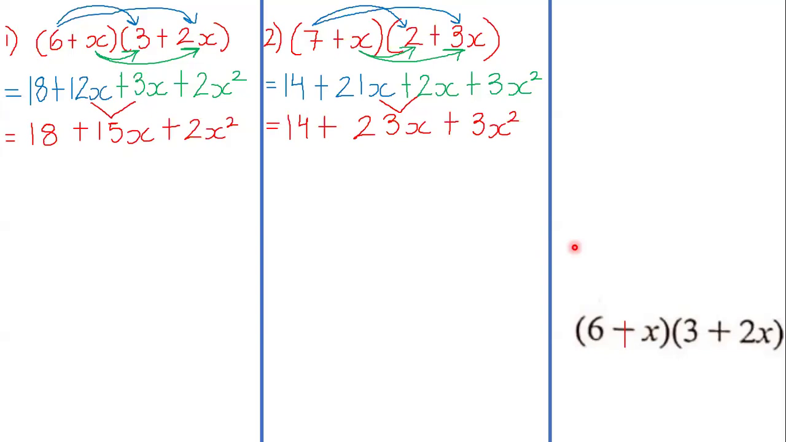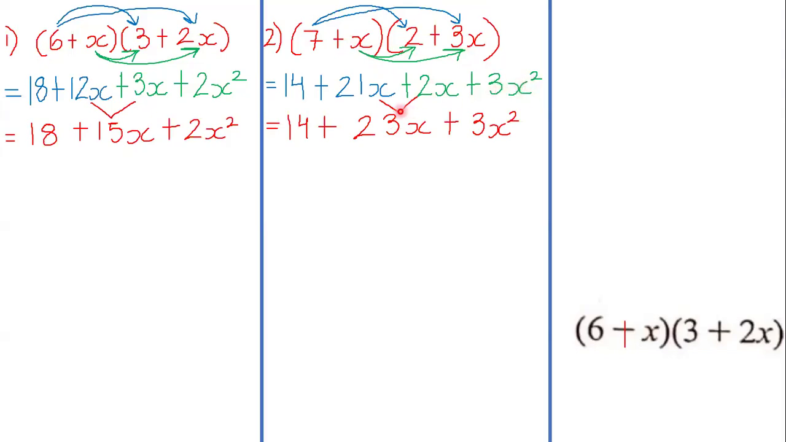Tarika Curtis, can you hear me? Yes, sir. I need you to explain how I got my answer. You multiply 7 to all the terms. So 7 times 2 gives us 14. Then you multiply 7 times 3x, which gives us 21x. Then you multiply x by all the terms. x times 2 gives us 2x. And x times 3x gives us 3x squared.